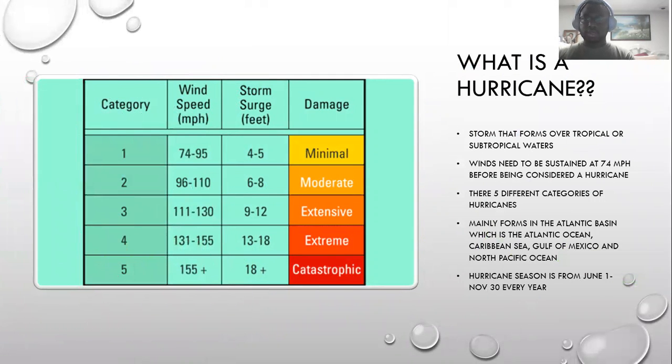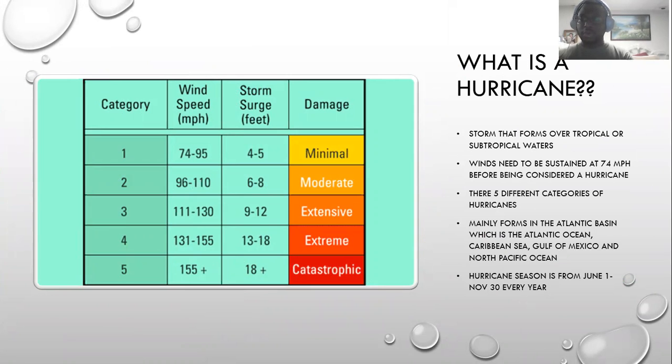First, we need to discuss exactly what a hurricane is. A hurricane is a tropical storm that forms over Caribbean waters, so it forms over either tropical or subtropical waters. The winds of these storms need to be at least 74 miles an hour before it's considered a hurricane. They range between Cat 1 and Cat 5. Now, Cat 5 hurricanes do happen, but they are rare to hit the United States.